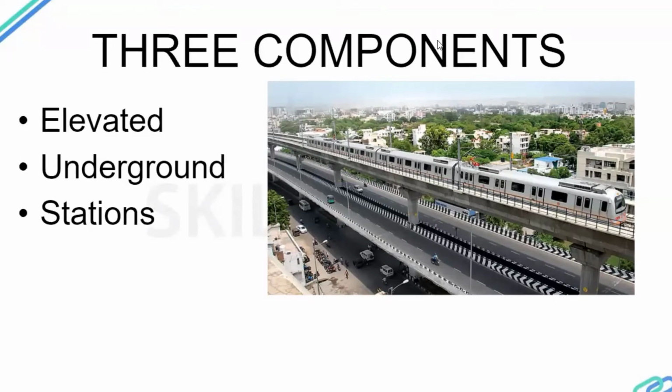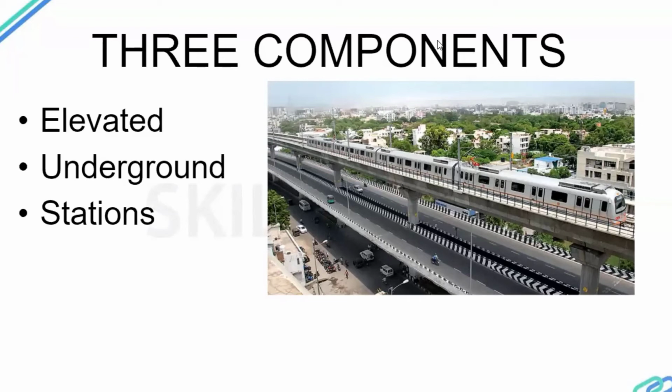So the elevated part of the metro consists of the elevated metro viaduct as well as the elevated stations. Then we also have underground stations. Right? So these are the main components of the metro that an engineer who wants to work on metro structures would want to learn. But then there are subcategories.